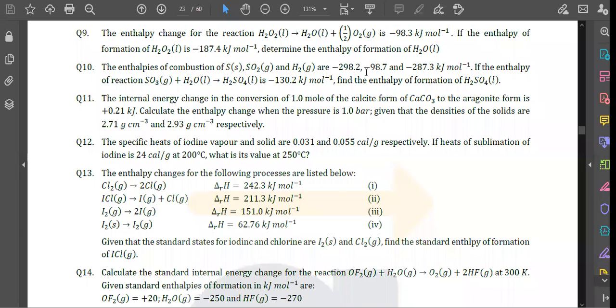Okay. So 9, 10, 11, 13. So we have doubt in question number 9, 10, 11, 13. Okay, everyone, so we'll start with question number 9.